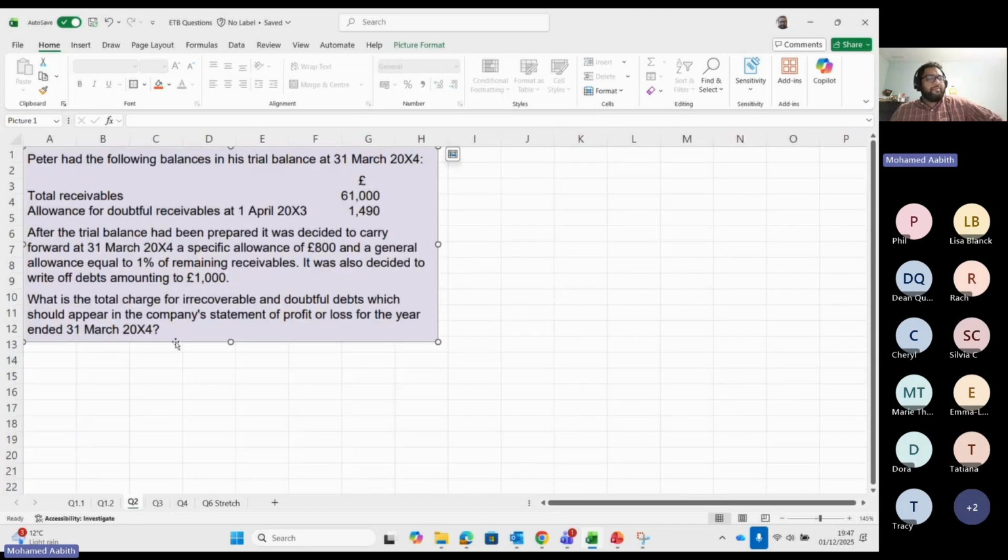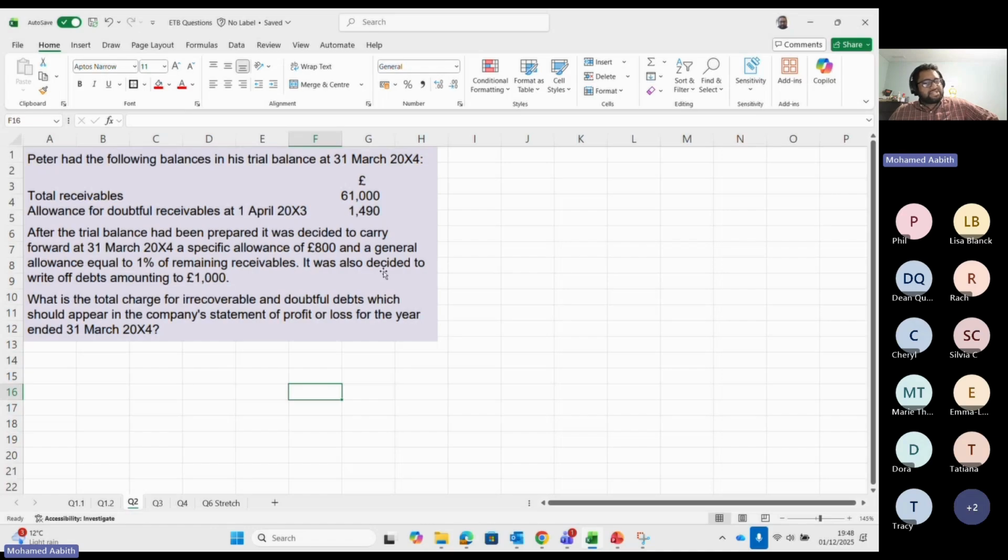Peter had the following balances on his trial balance on 31st of March 2024. Total receivables is £61,000. Allowance for doubtful debt receivables on the 1st of April 2013 is £1,490. After the trial balance has been prepared, it's decided to carry forward at 31st of March 2024 a specific allowance of £800 and a general allowance of 1% of remaining receivables.